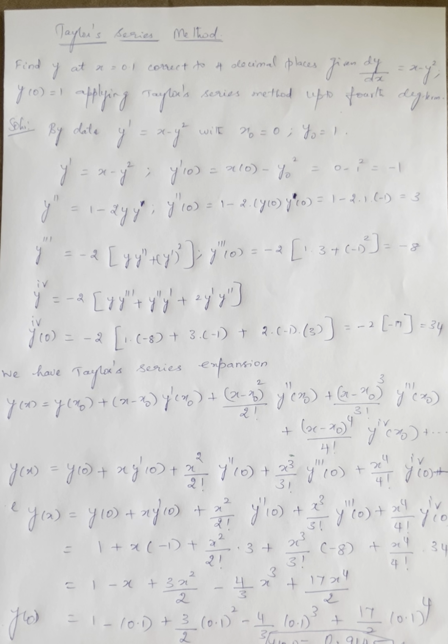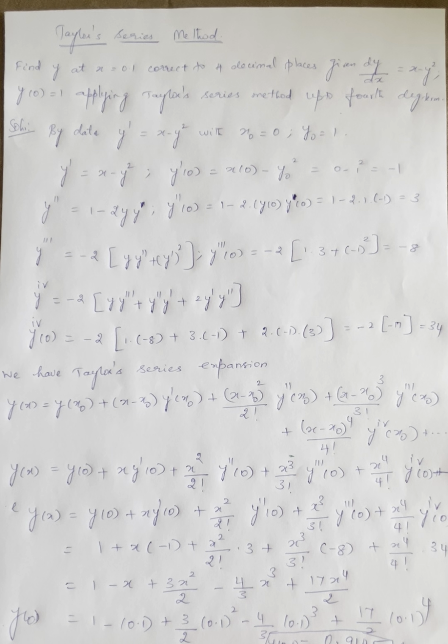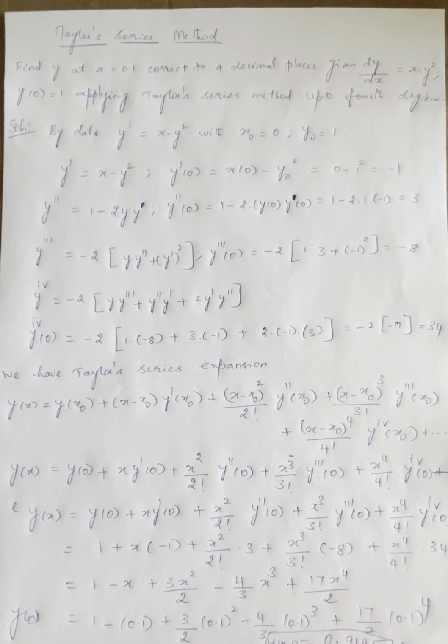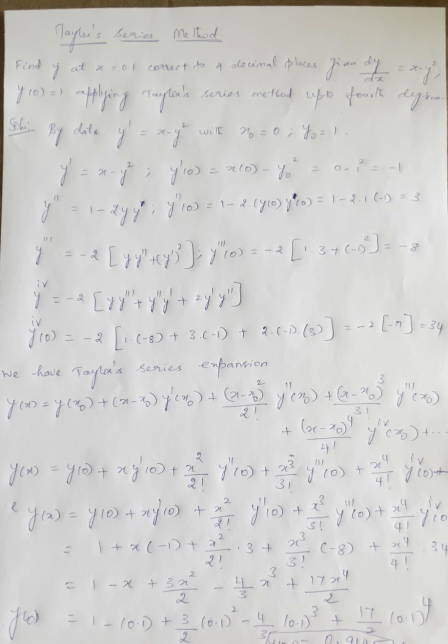Now let us use the Taylor series expansion. Since the problem is asked up to 4th degree, we are stopping here and applying the Taylor series expansion. What is the Taylor series expansion? It goes as such: y of x is equal to y of x naught plus x minus x naught times y dash of x naught, plus x minus x naught whole squared by 2 factorial times y double dash of x naught, plus x minus x naught whole cubed by 3 factorial times y triple dash of x naught, plus x minus x naught whole power 4 by 4 factorial times y4 of x naught, etc.